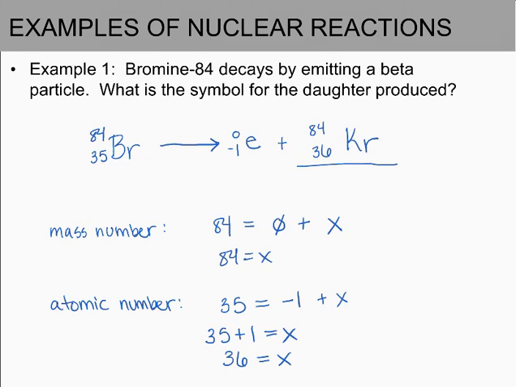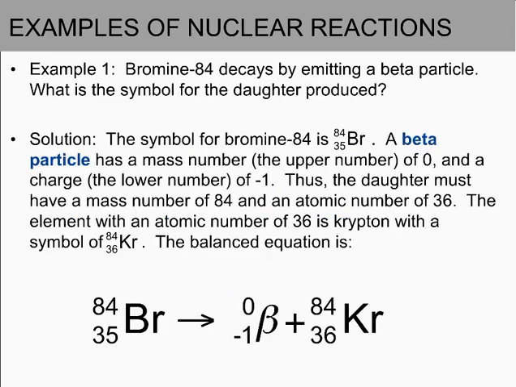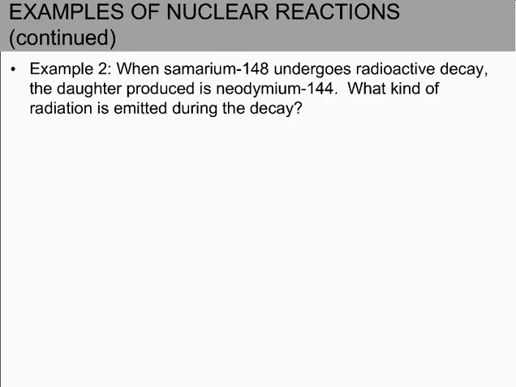All right, so let's go through another example. Oh, here is the solution slide. So example 2, when samarium-148 undergoes radioactive decay, the daughter produced is neodymium-144. What kind of radiation is emitted during the decay?